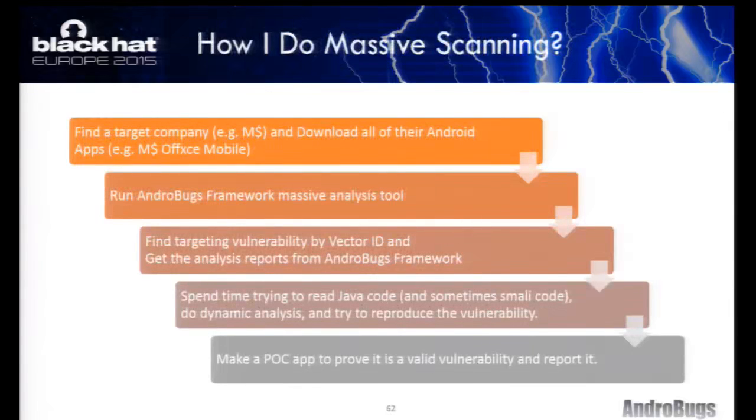So how do I do the massive scanning? First, I find target companies and download all of their Android applications. Second, I run the AndroBugs framework massive analysis tools. Third, I find the targeted vulnerability by vector ID and get the analysis reports from the AndroBugs framework. Later I spend some time reading the Java code and sometimes the smali code, and do dynamic analysis and try to reproduce the vulnerabilities. It takes time and patience to reproduce the bugs.